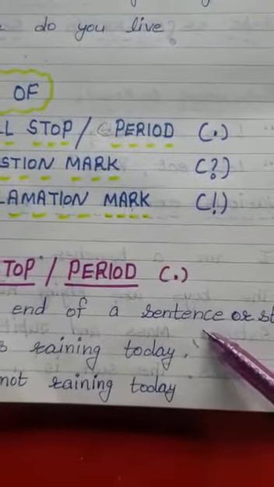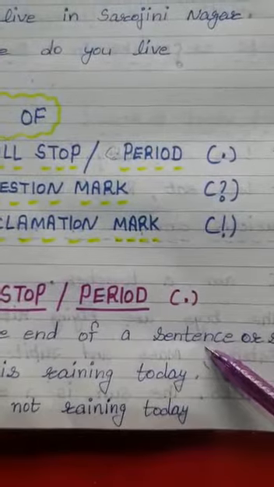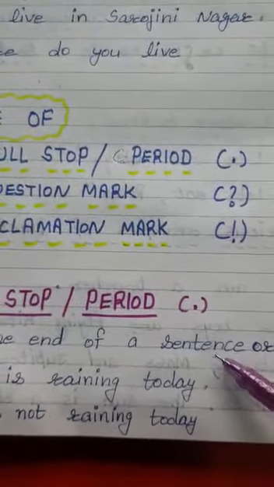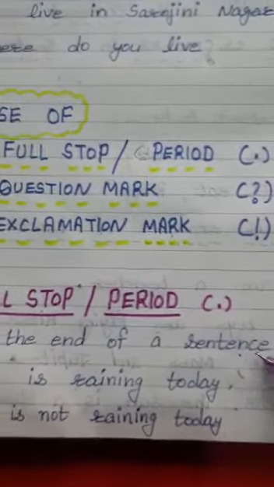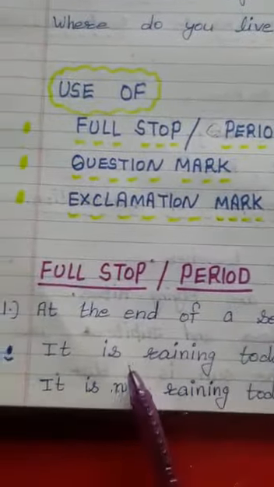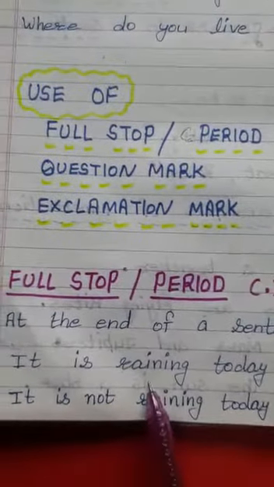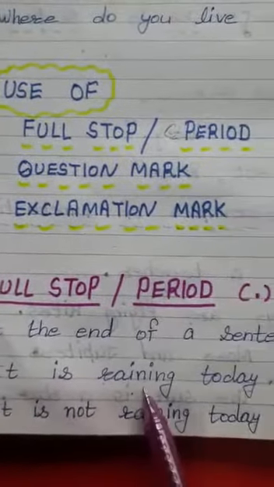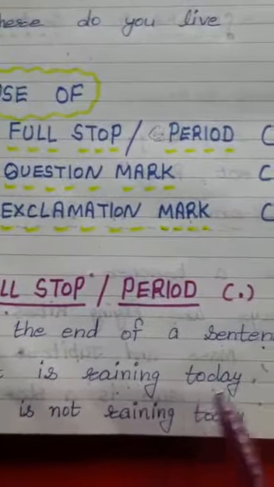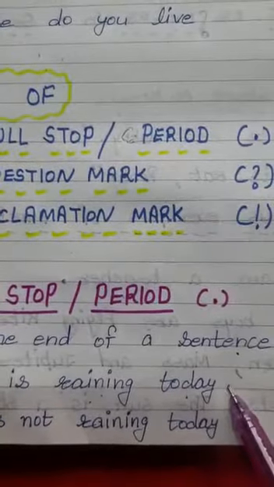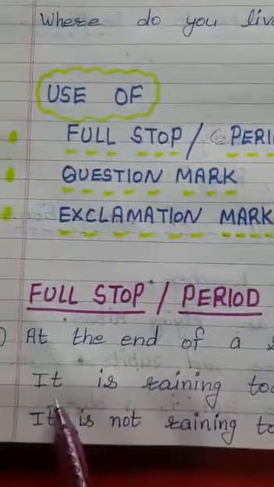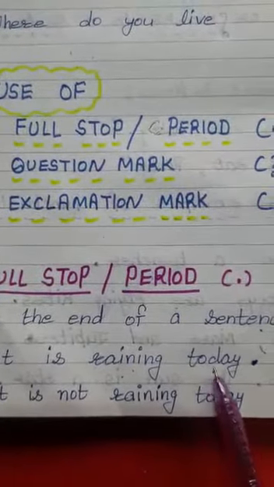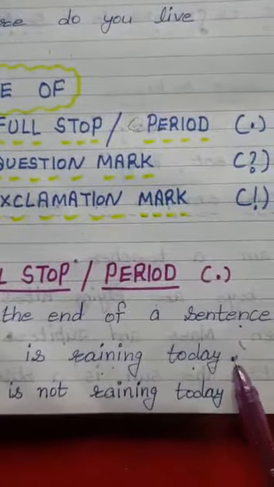But the sentence can be in any form, whether it is simple, declarative, negative or imperative. If the sentence is there and we have to end it, then we have to use the full stop there. For example, it is raining today. Now we see that by ending with a full stop we are giving the sentence a complete look. It is raining today. आज बारिश हो रही है. The sentence is ending here.